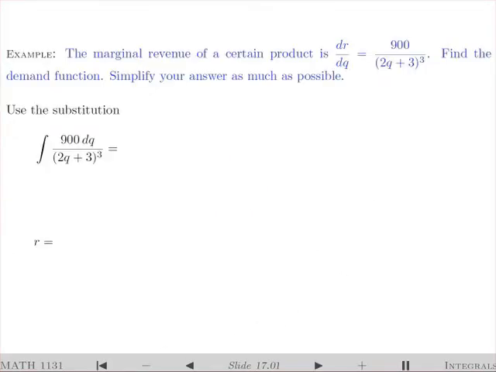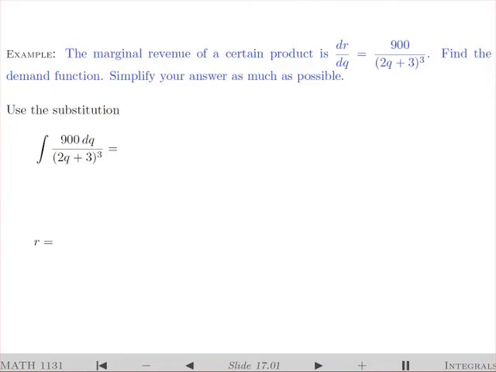The difference is that dR over dQ is a more complicated function. This means the integration takes a little bit more work. And since we are being asked to simplify the answer as much as possible, I have to also do a lot more algebra. The first step is to find the indefinite integral for this function, multiplied by dQ. So I have to do this indefinite integral.